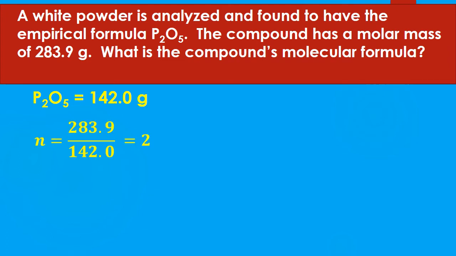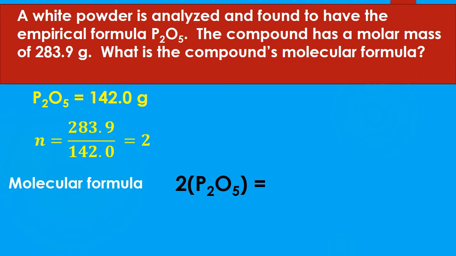So now we're going to divide our molar mass by our empirical mass. That gives us 2. So now we have 2 as the ratio. We multiply our empirical formula by that ratio to give us our molecular formula. So P2O5 times 2, and remember, we're going to multiply the subscript. So 2 times 2 and 2 times 5. So that gives us P4O10, and that is our molecular formula.